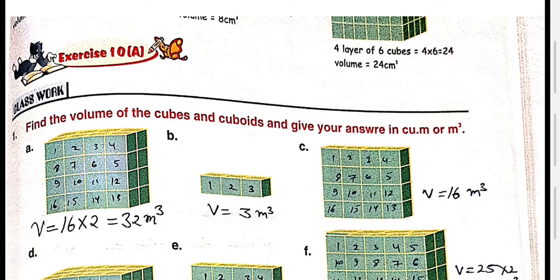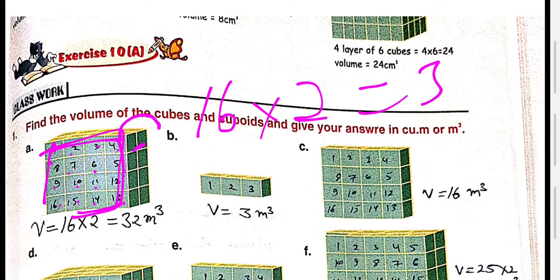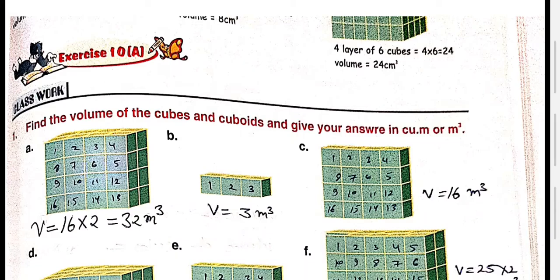So find the volume of the cuboid. Okay, now just count how many boxes are there. 1, 2, 3, 4, 5, 6, 7, 8, 9, 10, 11, 12, 13, 14, 15, 16. 16 boxes are there, 16 boxes are in front, and 16 boxes are at the back side, because there are two rows. So you have to multiply by 2, you get 32. So your volume is 32 meter cube. 16 comes from the count, and one back side is there, so you have to multiply by 2.